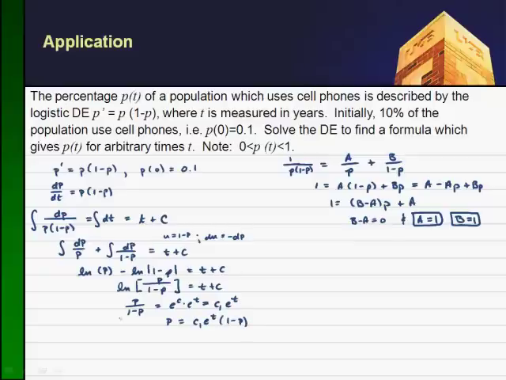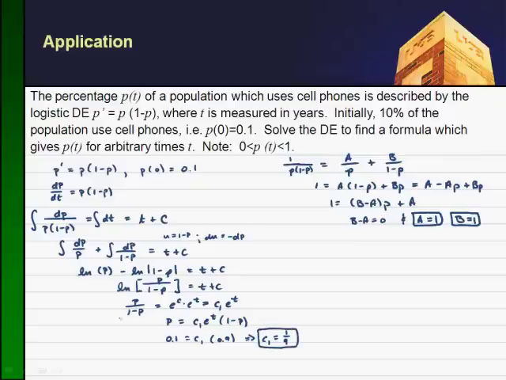And let's go ahead and apply the initial condition now. So I'll get 0.1 for P every time that t is 0. I should have applied it a little bit earlier. So here I get 0.1 equals C1, e to the 0 is 1, times (1 minus P), or 1 minus 0.1 is 0.9, which says that my C1 is 0.1 over 0.9, or 1/9.